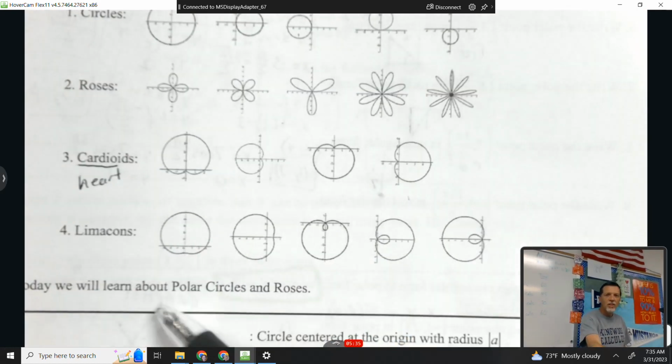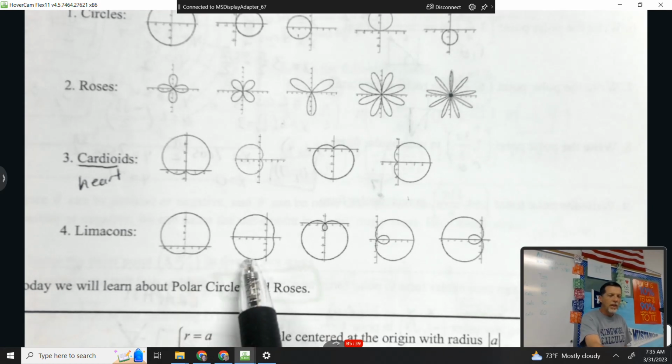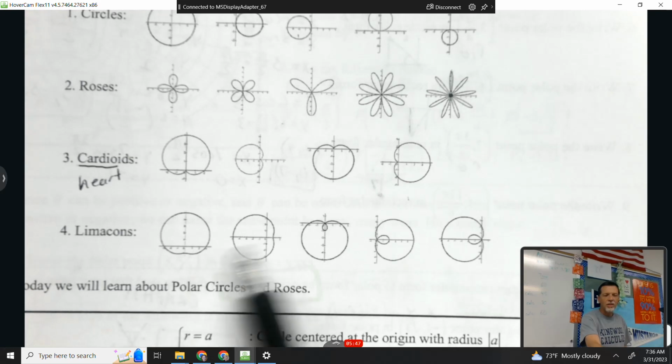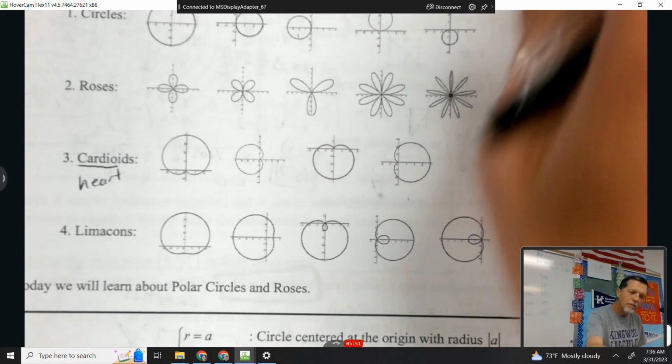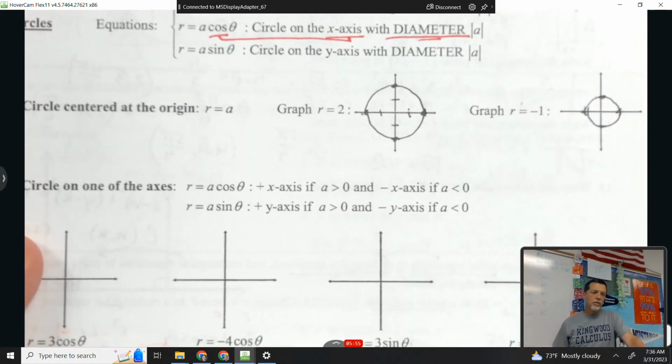So even though we don't know what a limacon is, you look at that first limacon, that has an up and down orientation right there. So I know already that's a sine limacon. And that second one is a left and right thing, so that's a cosine limacon. So from now until forever, cosine goes with x, sine goes with y.